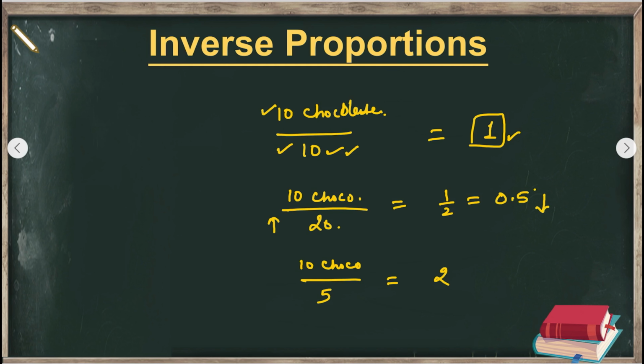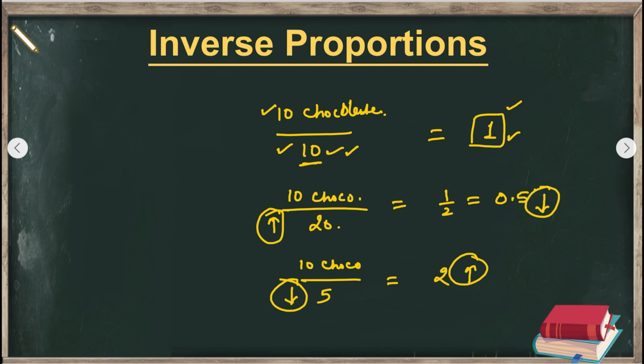Now see the next one. From the earlier 10 children, we have decreased the number of children. In that case, earlier they were getting 1 chocolate each, now they are getting 2 chocolates each. That means the number of chocolates each gets has increased from 1 to 2. Now you can see if we increase one quantity, the other one is decreasing, or if we decrease one quantity, the other one is increasing. All such types of relation are called inverse proportion.